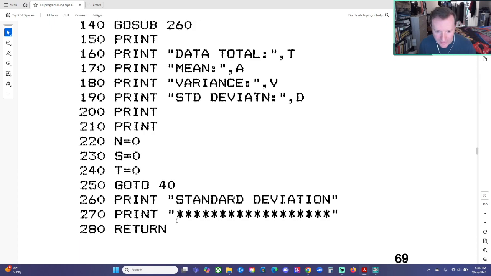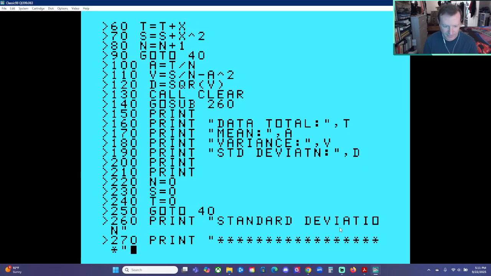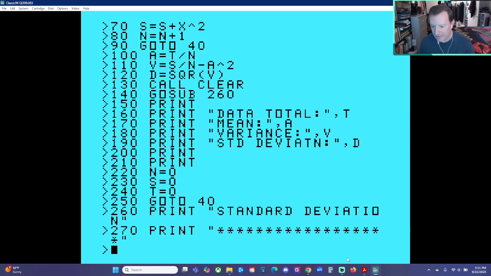Let's count our asterisks here. 1 through 18. And 280, return, ends the subroutine.